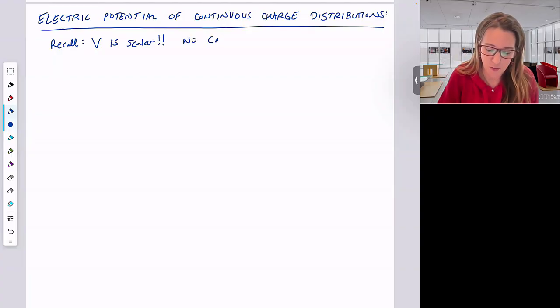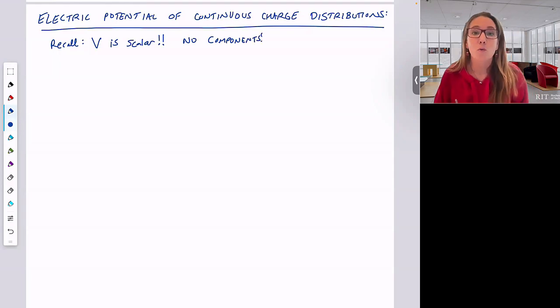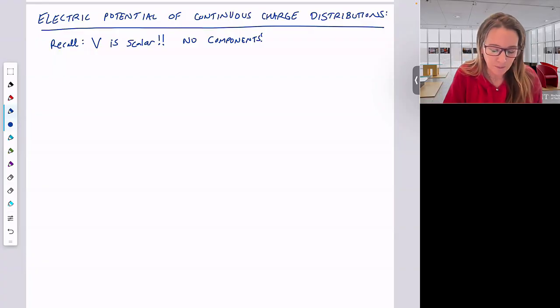So there's going to be no components at play here. We're going to do that only when we do our vector addition for electric fields and forces, but in energy, we don't have that.